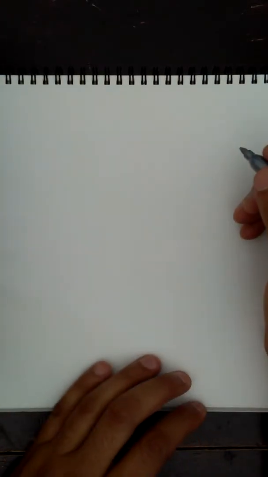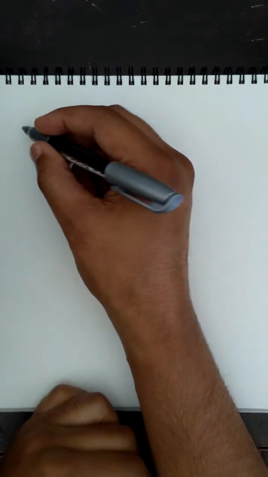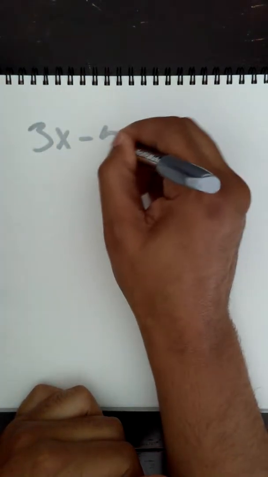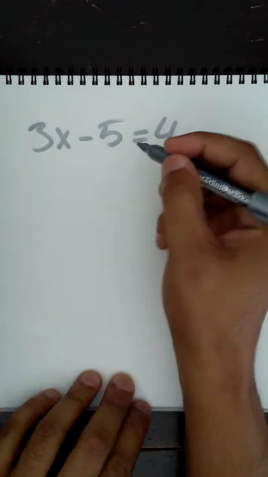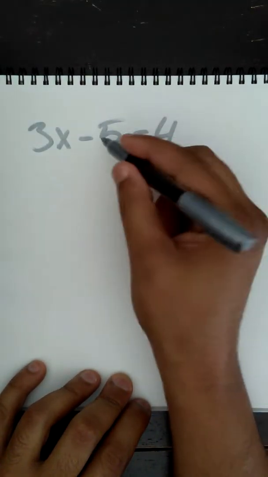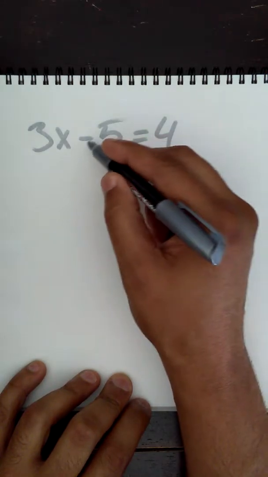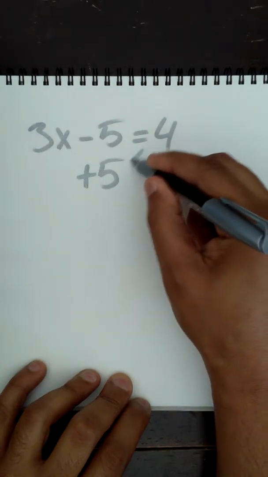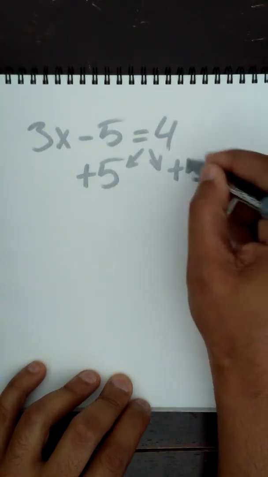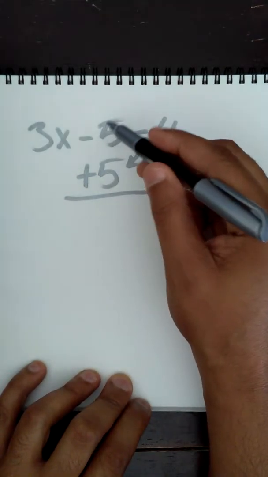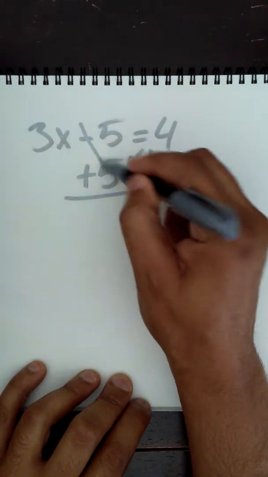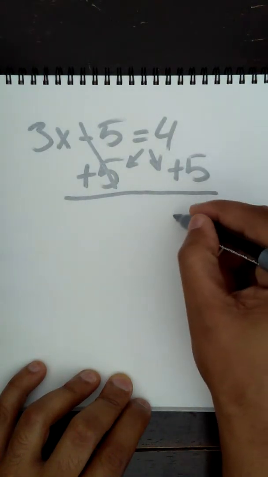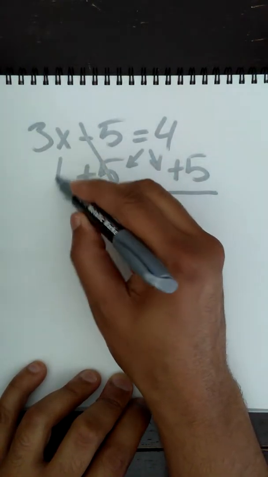Let's solve a few equations. 3x minus 5 equals 4. First, we would use our inverse operation. Inverse of a negative 5 is a positive 5, so we add 5 to both sides of the equal sign. Draw our equals line. Negative 5 plus 5 gives us 0. That crosses out. 4 plus 5 is 9. We bring down our 3x.